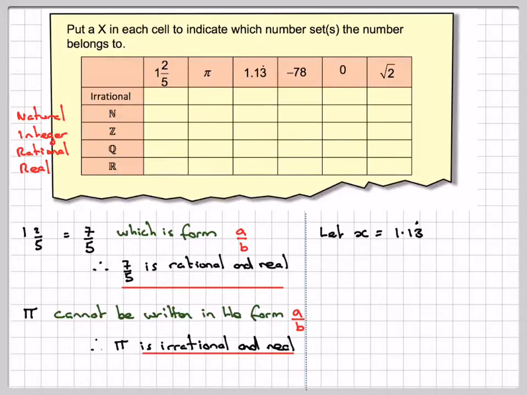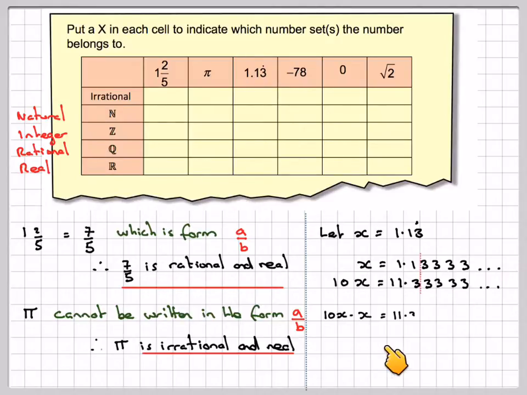Now, 1.13 recurring can be changed into the form a over b by doing the following. Let x be equal to 1.13333. That dot across the 3 means that they recur. If you multiply that by 10, you get 10x equals 11.3333, moving the decimal point one place. If you see here, all these 3's line up. So if you do a subtraction of 10x minus x, you just have to do 11.3 minus 1.1 on that side.